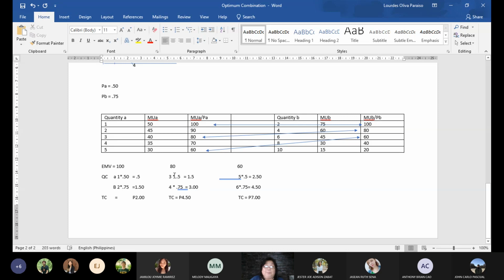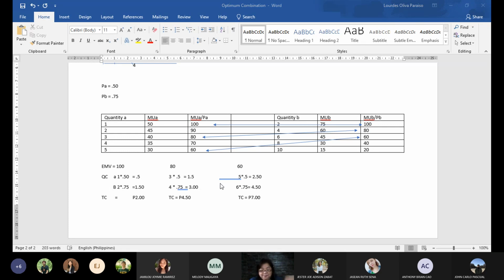Pag dinagdagan mo pa, magiging 450 siya, ibig sabihin, bumababa na rin yung satisfaction mo. At sige, sabihin natin na 7 pesos. O, tingnan mo yung satisfaction level mo. 60 lang. O, di ba? Sana naintindihan nyo.